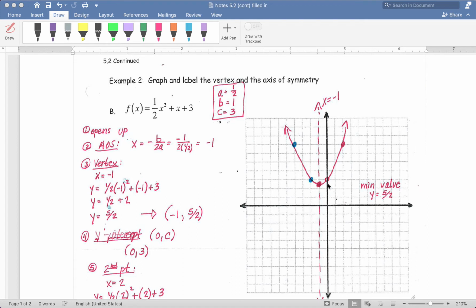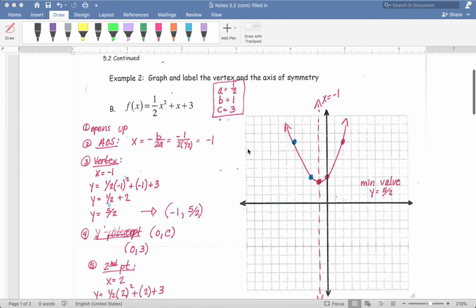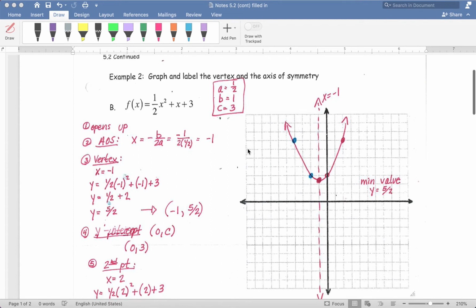So here's my graph. Here's my vertex right here. We're going to label it. And I already have the axis of symmetry identified for you on the diagram. So remember, when you have a middle term, you have to find the vertex by using this small formula, negative b over 2a, to find the x, and then find f of that value, or substitute the value of x into the original function to get what the y is for the vertex.